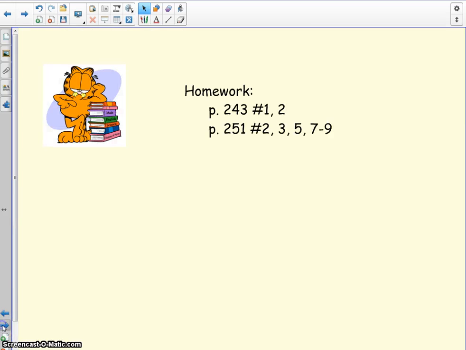Okay, so that's it. There's some practice here, and moving forward we're going to be looking a lot at exponent laws. Alright, see you over there.